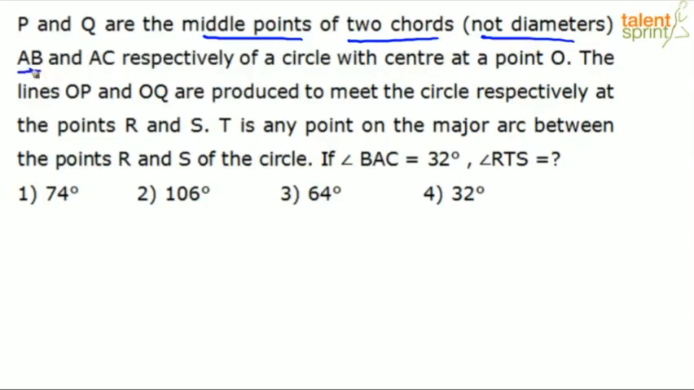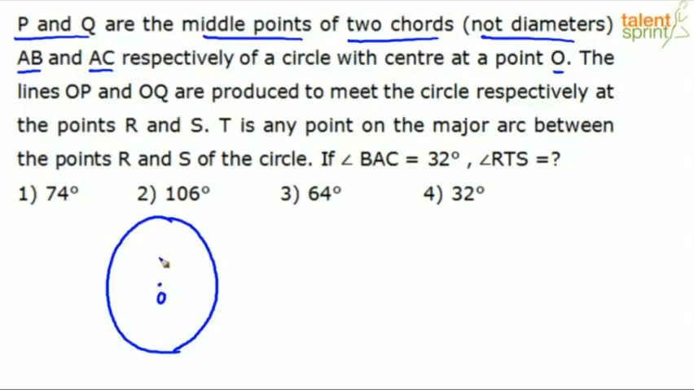So two chords AB and AC respectively of a circle with center at a point O. So basically there is a circle whose center is O. AB and AC are the two chords, and P and Q are the midpoints of those two chords. So let me draw the figure for you. This is the circle, let's say. Here's the circle. Center is O.